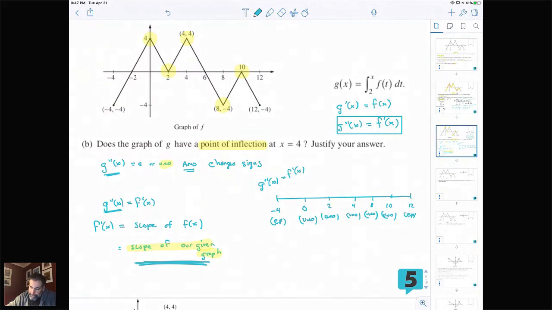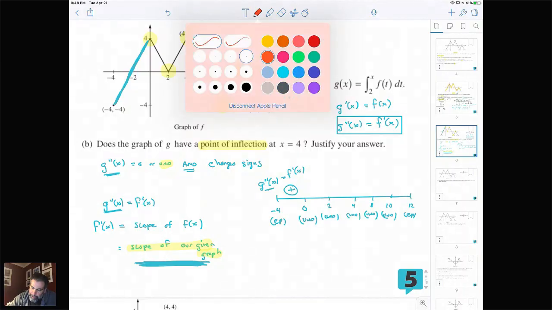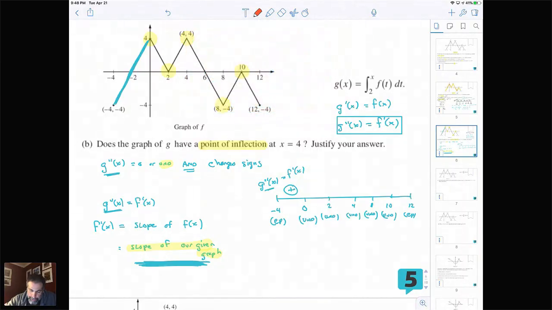So from here, I now want to know, is g double prime positive or negative in this first interval from -4 to 0? Just remember, g double prime always means the slope of our graph. So is the slope of our graph positive or negative right here from -4 to 0? In that region, the slope of our graph is positive. So now I'm going to go to the next one, and I'm going to ask, is the slope of our graph positive or negative from 0 to 2? Well, that's this region right here. The slope of our graph there is negative.